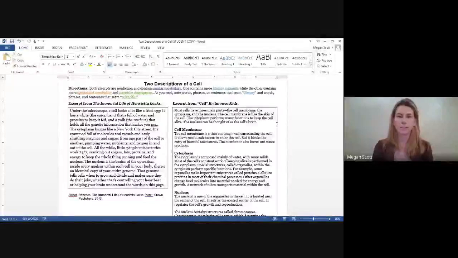Let's read the second text, excerpt from Cell out of Britannica Kids. As I read this aloud, I want you to do the same thing. Mark, highlight, underline, or write down on your lined paper similar vocabulary, note any literary elements, specialized vocabulary, or just scientific descriptions. They're describing things that sound just really scientific, not how you or I would say it normally in a day-to-day.